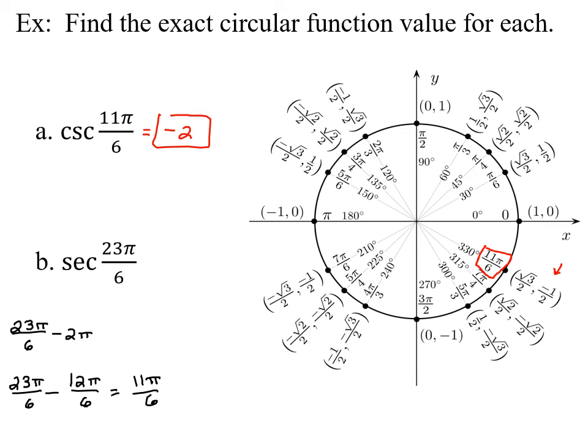Since it's secant, I'm going to take the cosine value and flip it over. So the cosine value, I'm going to take this value and flip it over to give me 2 over root 3. Or if I rationalize it, pull the radical up to the top and drop the radical sign off on the bottom, gives you 2 root 3 over 3. And that would be my answer.